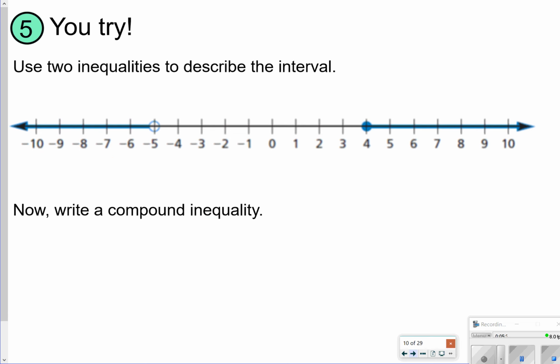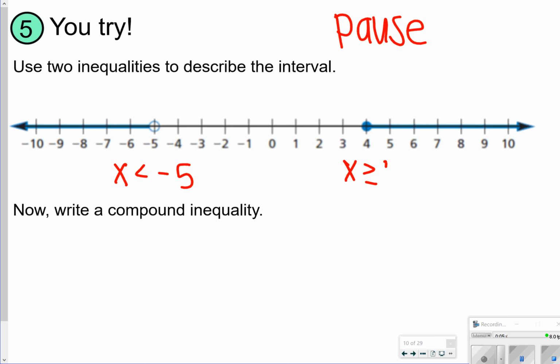So let's go ahead and try number 5. Let's pause the video here so you can try this one. Once you're done, click play. Alright, so the first one we have x is less than -5, and here x is greater than or equal to 4. So my compound inequality, x is less than -5, or x is greater than or equal to 4.